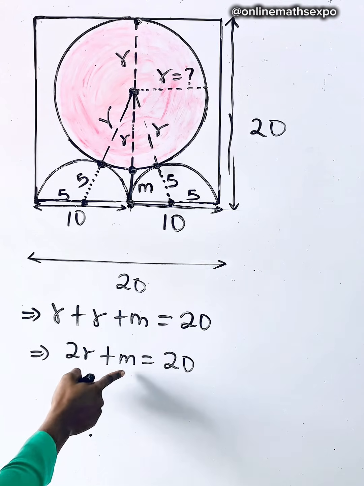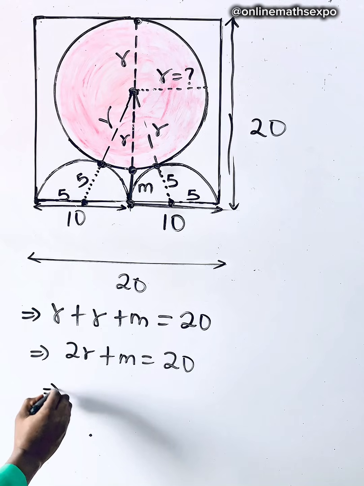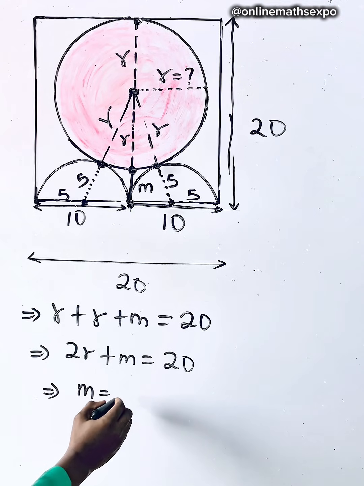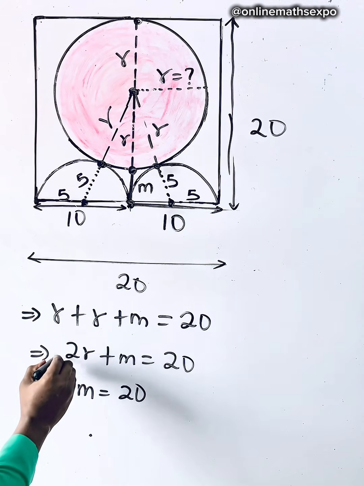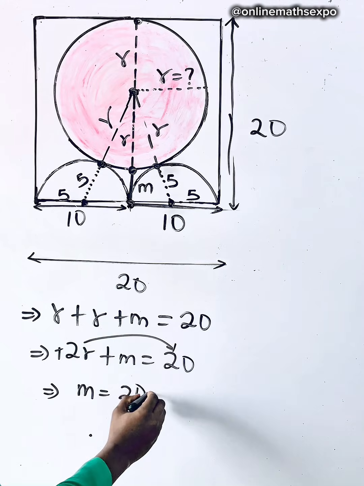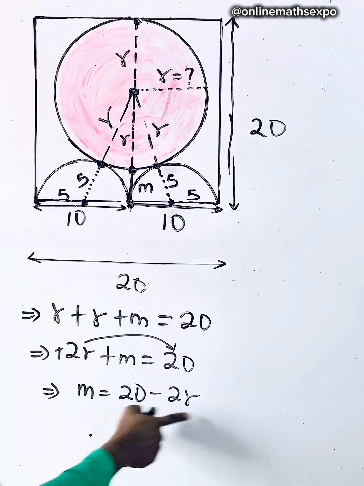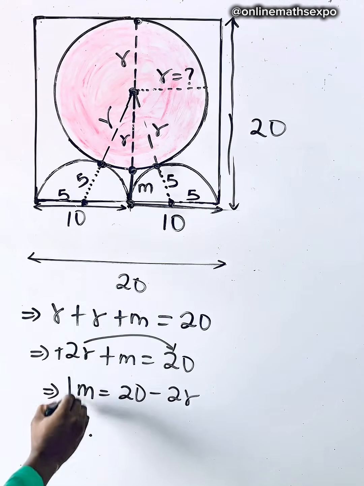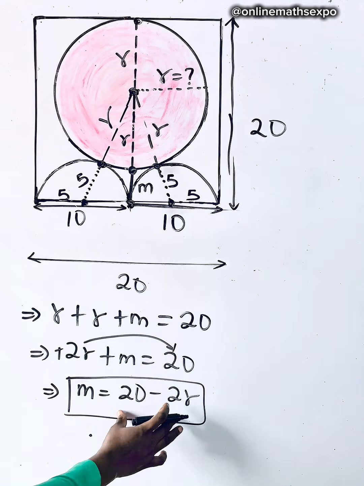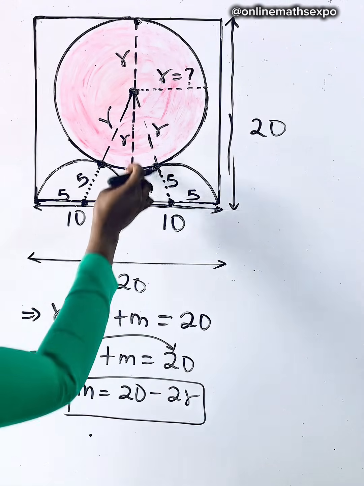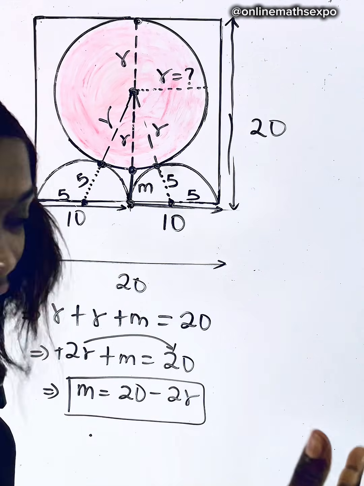Now, let's get our M. So we are going to have M is equal to 20, subtract, this is going to be minus 2R. This is our M. So if this is our M, it means we are going to replace this M with what we have found here. Now, replacing this, what do you do next?